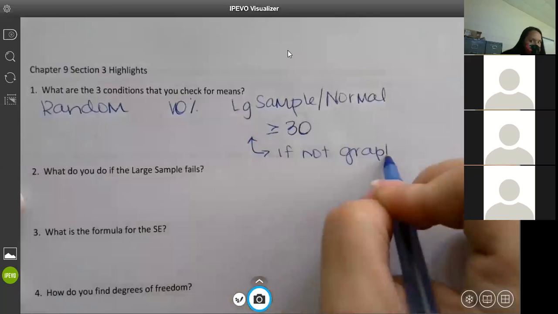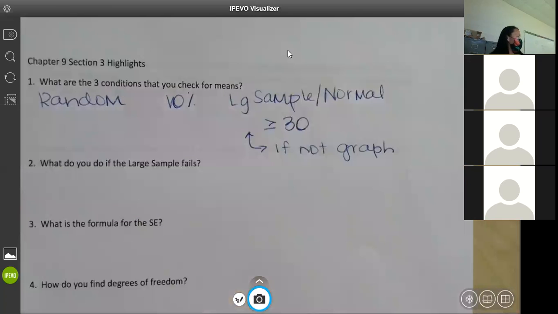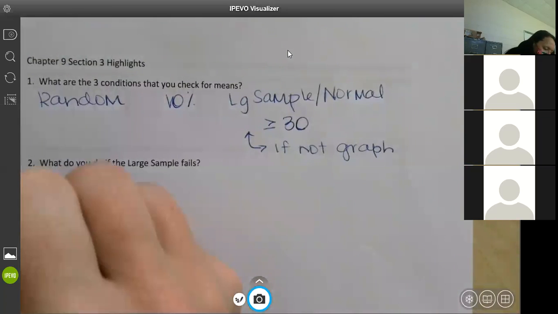Make sure that you sketch that graph, make sure you label that graph. Again, that's why I do box plots, is because you guys can do that on your calculator and you can just trace it out. Okay, so what are your values? And then you don't have to worry about it. So number 2 says, what do you do if a large sample fails? We do graph. What are we looking for in the graph?